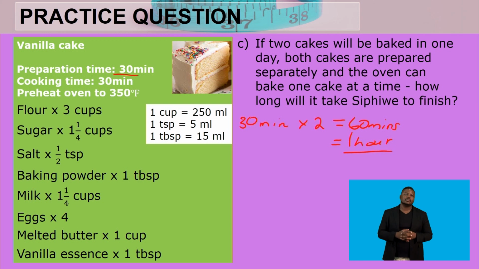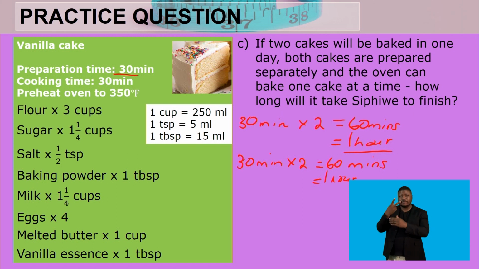Right. If these cakes are prepared separately, we're already done with the preparation, and the oven can bake 1 cake at a time. If the oven bakes 1 cake at a time, how long does it take to bake 1 cake? It also takes 30 minutes. So you have the baking time. We've got 30 minutes. How many cakes are we baking? 2 of them as well. So we have 60 minutes for baking these 2 cakes, which means it's also an hour.